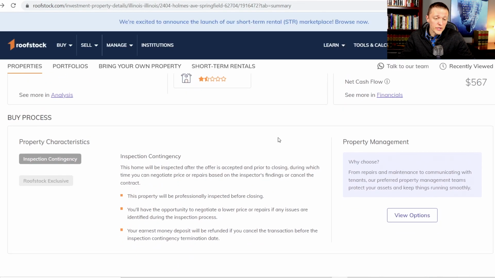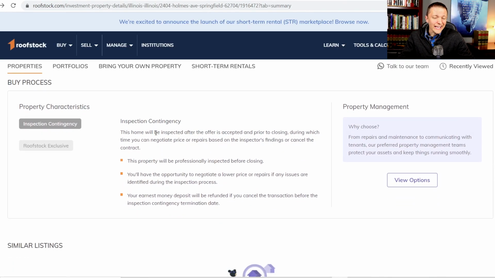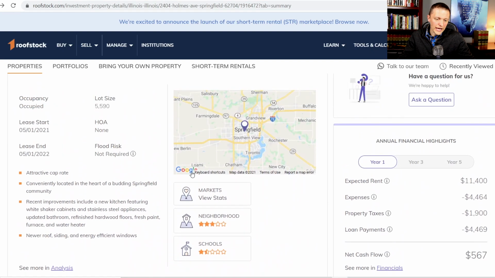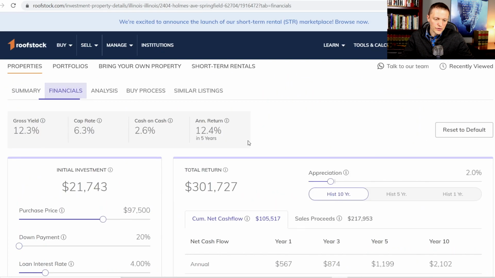And if we keep scrolling, we get to this buy process section. And under property characteristics, you'll see that there's an inspection contingency, which I mentioned before, which means that you will have an opportunity to professionally inspect the property and renegotiate the price or back out if you don't like what you find. And the other part of this, which I already mentioned as well, is that this listing is a Roofstock exclusive.